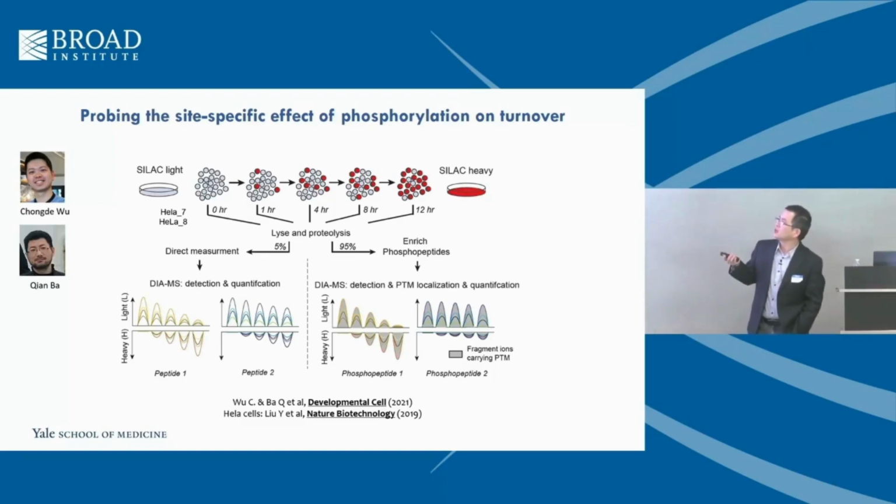And also, we can then use the majority of the peptide to perform the phosphopeptide enrichment using phosphoproteomics. And the idea is that we can then look at the heavy to light ratio change of the phosphorylated version and the non-phosphorylated version of the same protein to infer how this heavy to light ratio changes upon the phosphorylation.